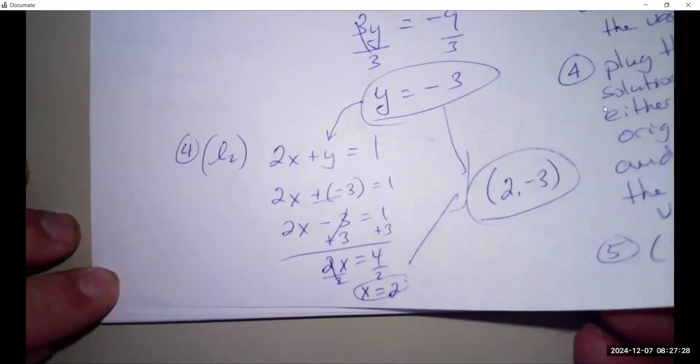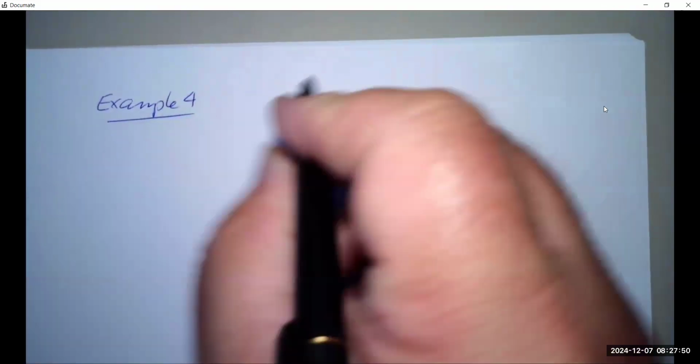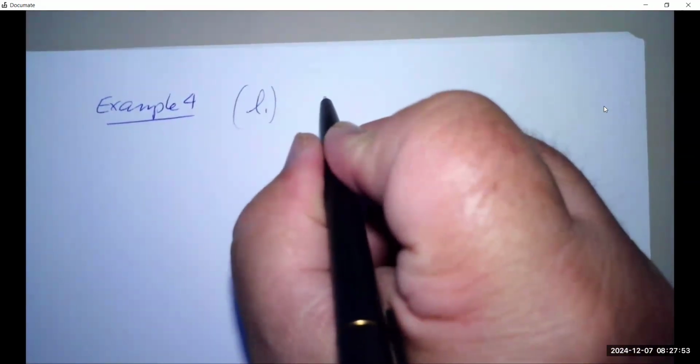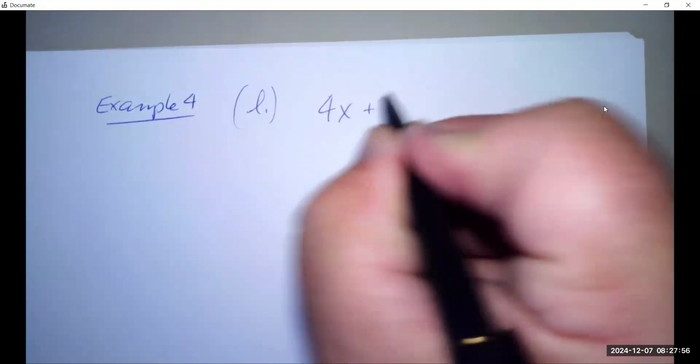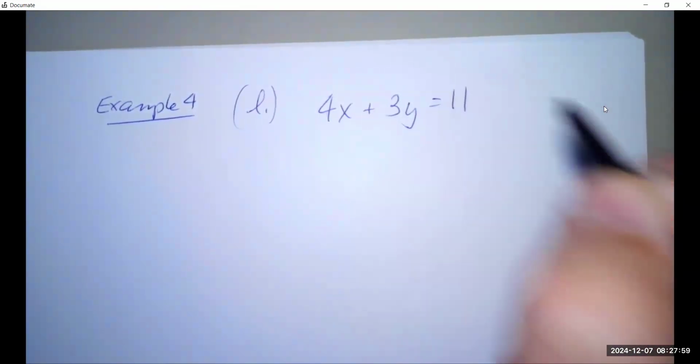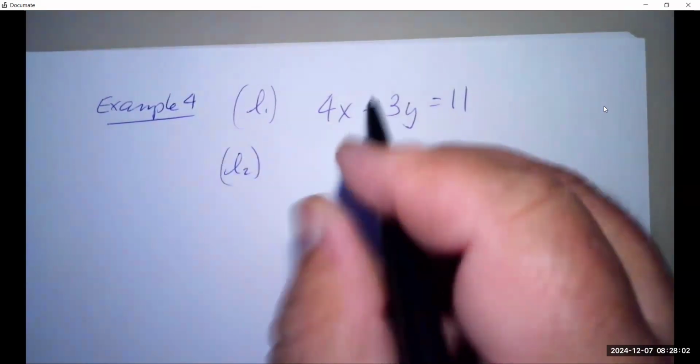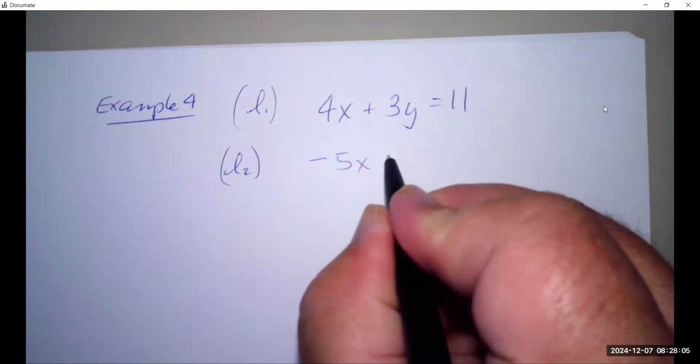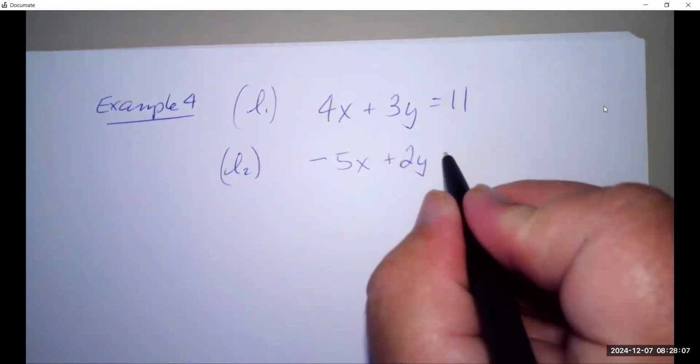All right, let's go ahead and try a little bit more ugly ones. Let's try some tricky ones. The graphing one we're not going to do because, again, graphing only works if you have proper graphing material. So we're only going to do substitution and elimination here. The equations we have are 4X plus 3Y equals 11. Line 2 is negative 5x plus 2y equals 15.